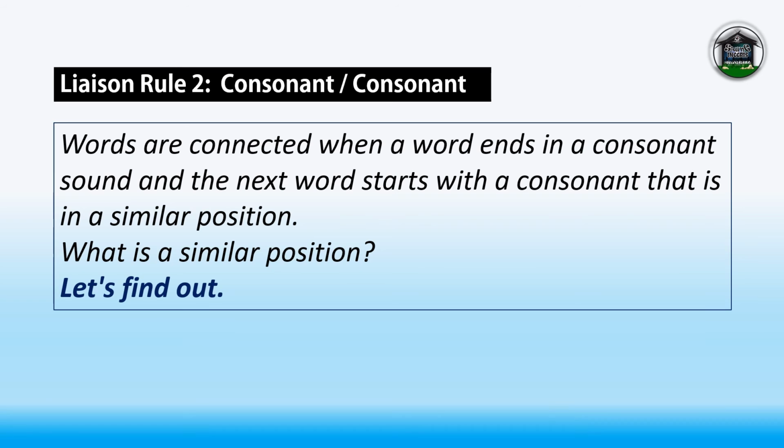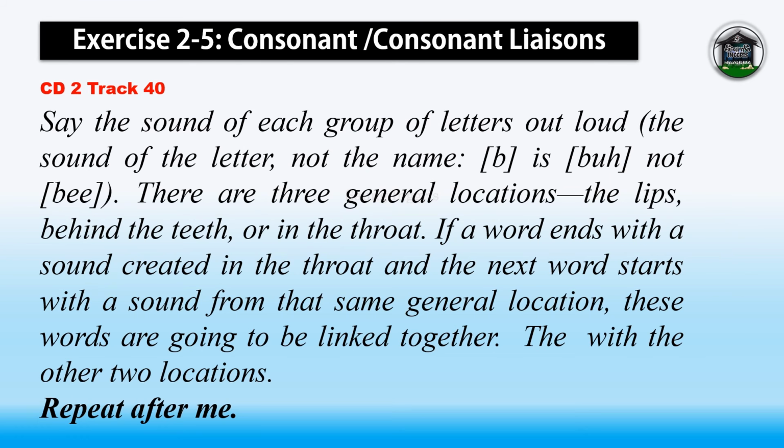Liaison Rule 2, Consonant-consonant. Words are connected when a word ends in a consonant sound, and the next one starts with a consonant that's in a similar position. What is a similar position? Let's find out. Exercise 2-5, Consonant-consonant liaisons. Say the sound of each group of letters out loud, the sound of the letter, not the name. B is B, not B.